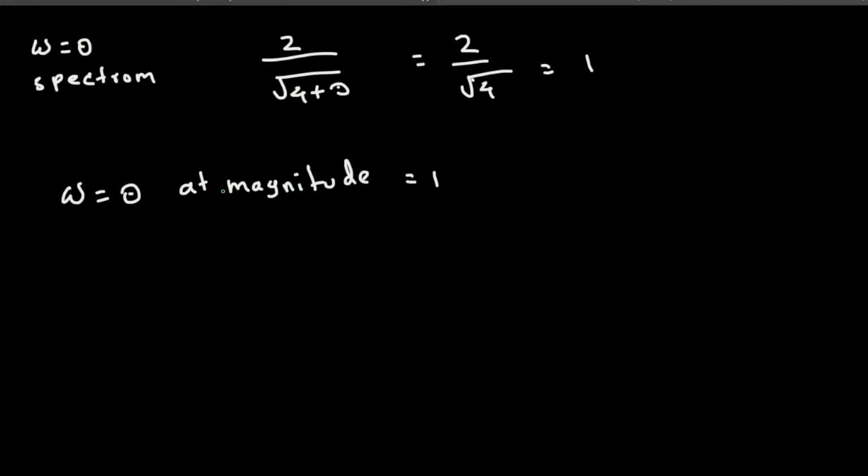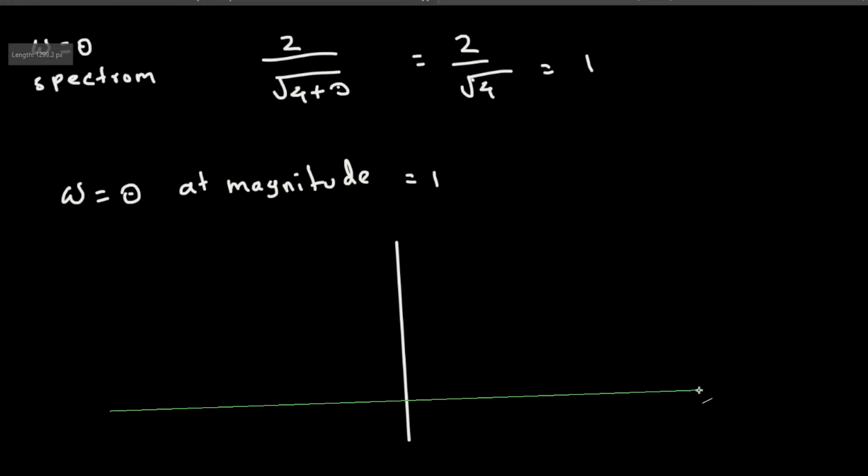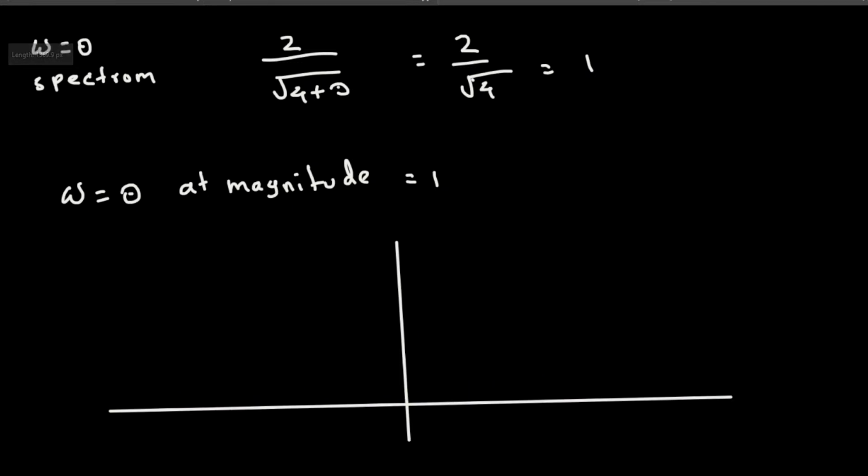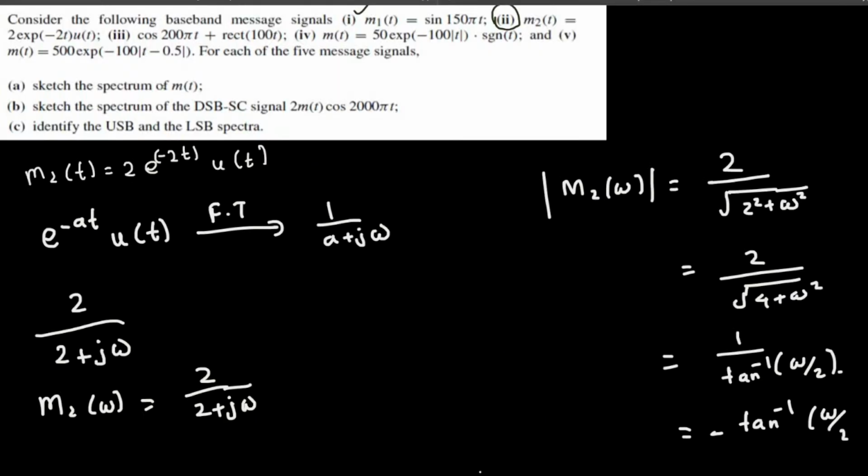Okay, now let's go ahead and draw the diagram. The diagram for this one is going to look like this, and this is M2(omega), and this is omega, and we are going to have a graph like this. Okay, that's part A, the spectrum of m(t).